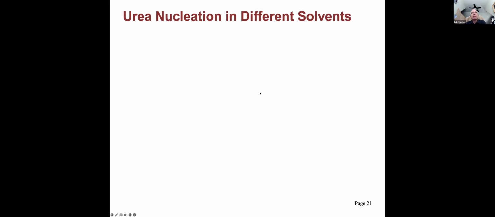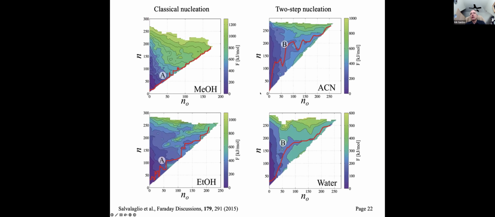But the reason we started looking at this was, I was reading a paper by Matteo Salvalaglio, who's now at UCL. He was at that time working with Michele Parrinello, and he was looking at nucleation of urea, which is Michele Parrinello's favorite molecule for this. And he was looking at this in different solvents. And what he concluded from his simulations is that, if you do it in methanol and ethanol, the nucleation follows a classical mechanism.